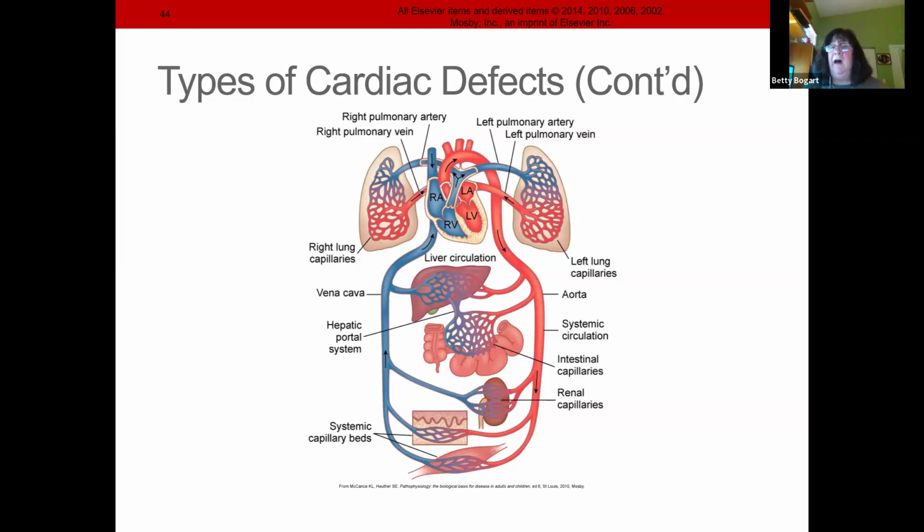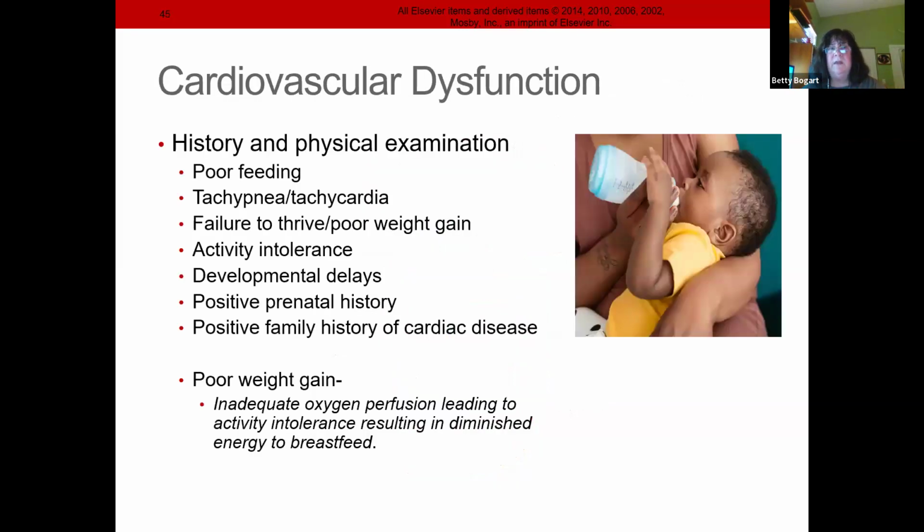Okay? Now, what would you see? What would this kid look like? This kid is now full of fluid, the heart's not working right, the body organs aren't getting all the blood that they should. These kids are going to tire out easily, have poor feeding because of the fluid, be tachypneic and tachycardic, and not gain weight because they're not eating, with no activity at all. They can barely even finish their bottles or breastfeed because they're not getting food. You're going to see developmental delays.